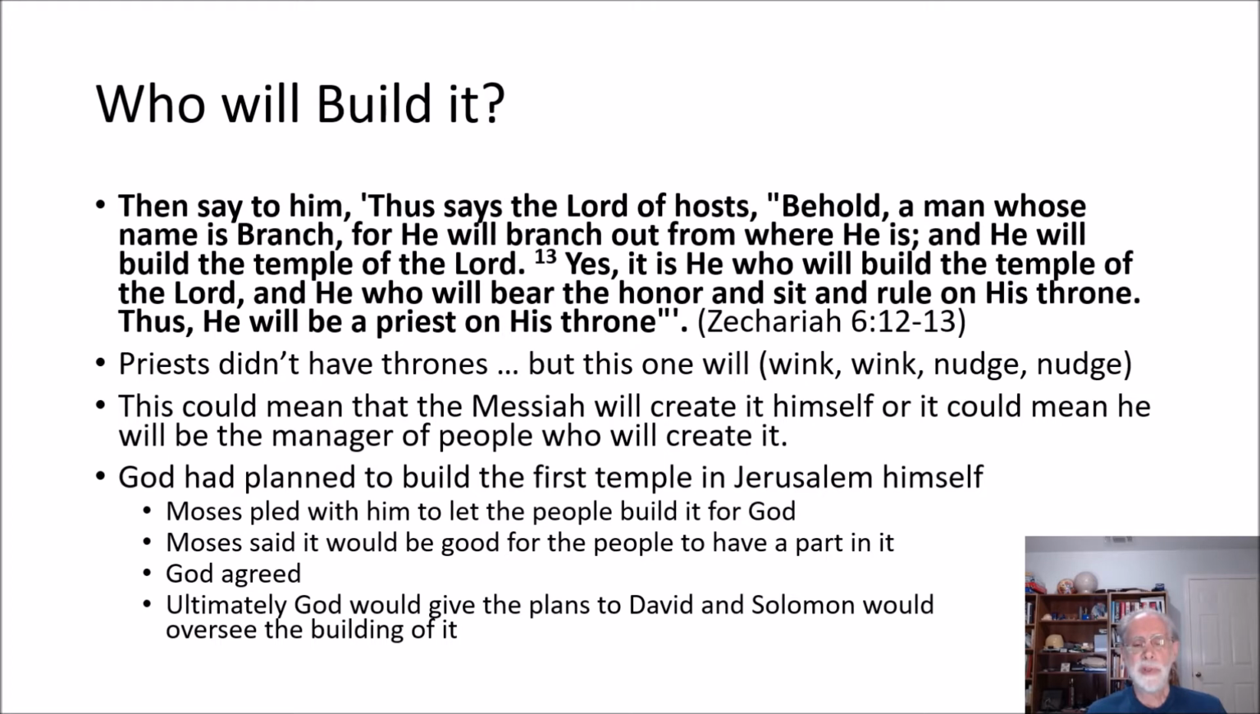And it's worth saying here that God had planned to build the first temple in Jerusalem himself. Moses pleads with God after the sin of the golden calf to let the people build the temple for God when they get to Israel, to the promised land is how they knew it at that time. And Moses is saying this because it had been God's original plan for him to build it himself. And so Moses says to God that it would be good for the people to have a part in the construction of it. It would mean more to them if they were involved in the construction of it. And God agrees to that.